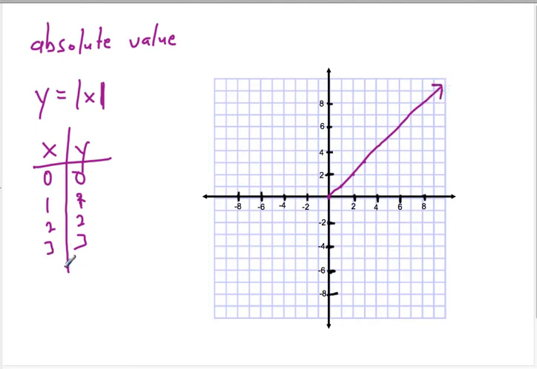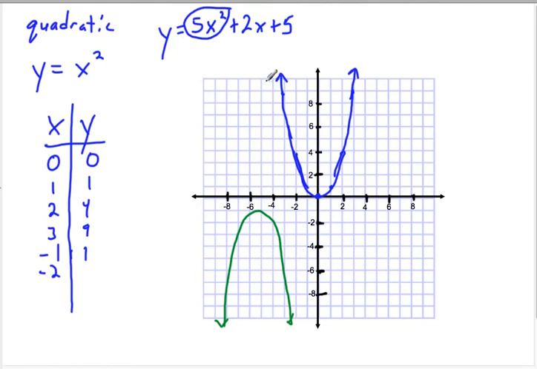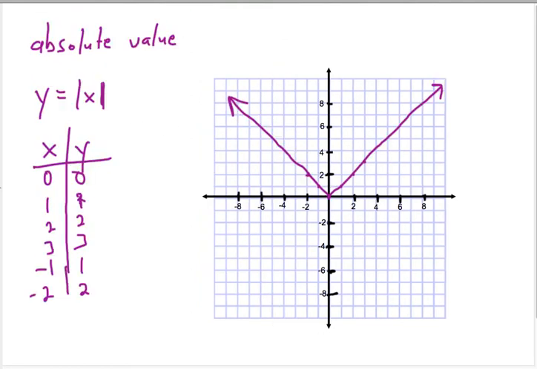But what happens when x is negative 1? Well, this absolute value symbol makes it positive. And so negative 1, comma positive 1. Negative 2 would go with positive 2. And so instead of a straight line, what you end up with is something that looks like a V, which would be different from the quadratic, which is more like a U. This is a V. And again, that's just the parent function.